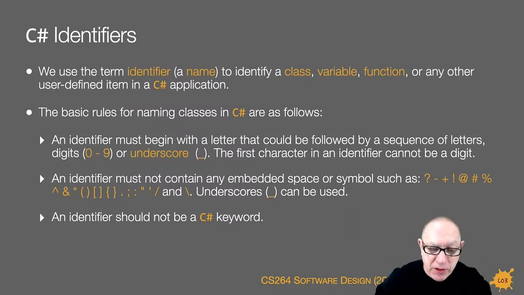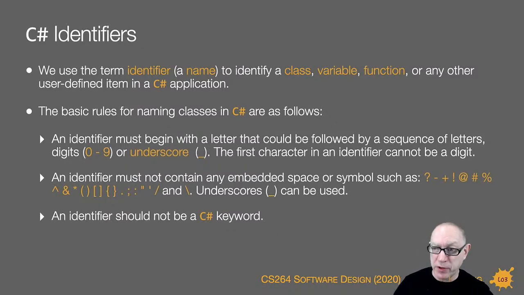So the first thing we have to think about in C# is our identifiers. We use the term identifier as another way of referring to a name, and that identifies a class, a variable, a function, or any other user-defined item in a C# application. The basic rules for naming classes and other identifiers in C# are as follows. You must begin with a letter, which could be followed by a sequence of letters, 0 to 9, or an underscore. The first character in an identifier cannot be a digit, okay? And you can't contain any embedded spaces or symbols, such as the list shown here. We don't have to worry too much about this. We're used to this already. And of course, an identifier should not be a C# keyword.